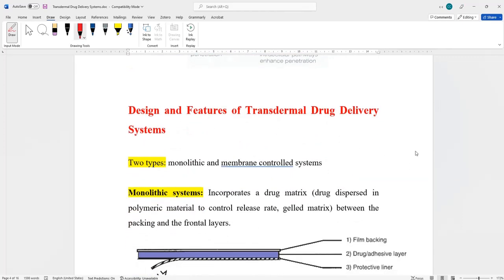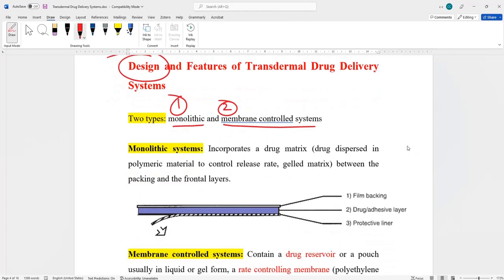Now let's talk about the design. Here we have two designs for transdermal drug delivery systems. We have the monolithic, and we have the membrane controlled systems. So we have two. Let me just explain what we mean when we say monolithic. Monolithic means the whole unit, the whole transdermal patch, acts together as one unit. Mono means one, so the whole system acts as one.